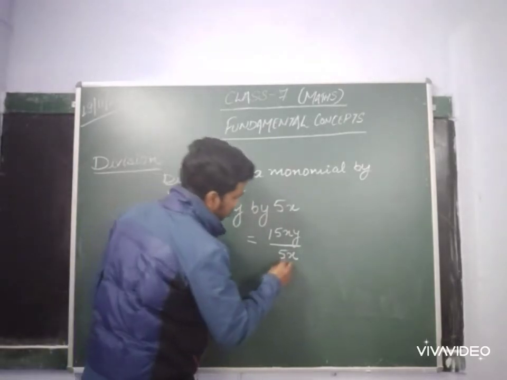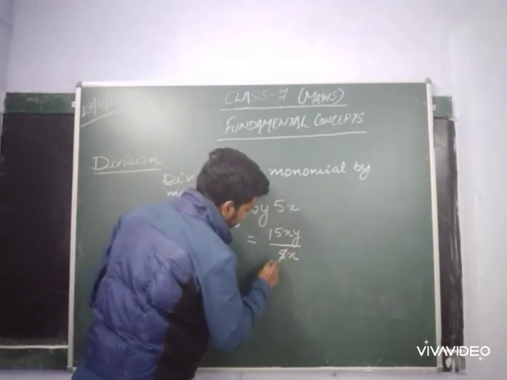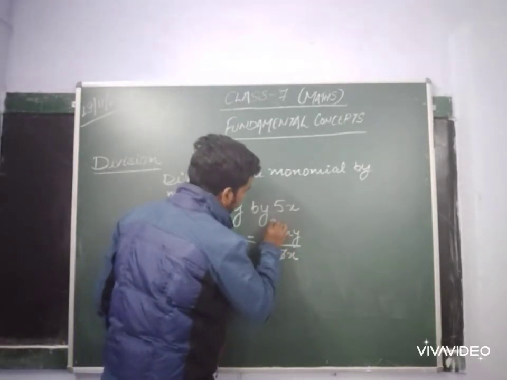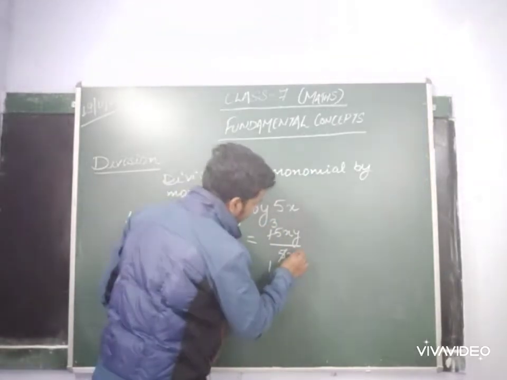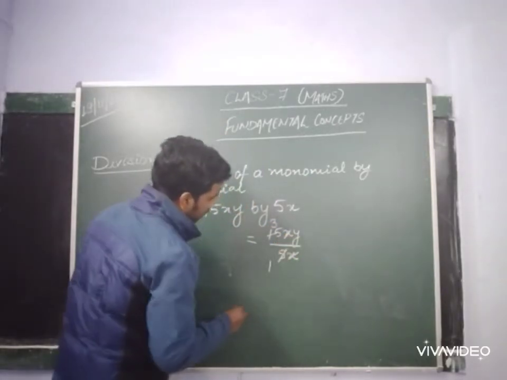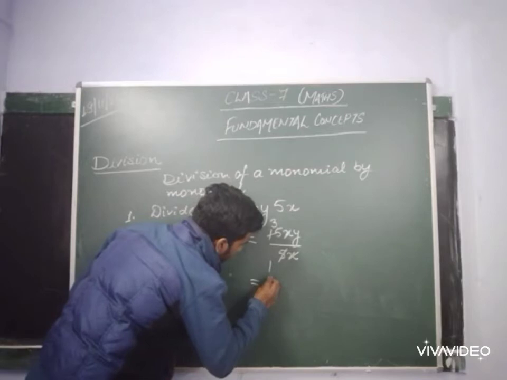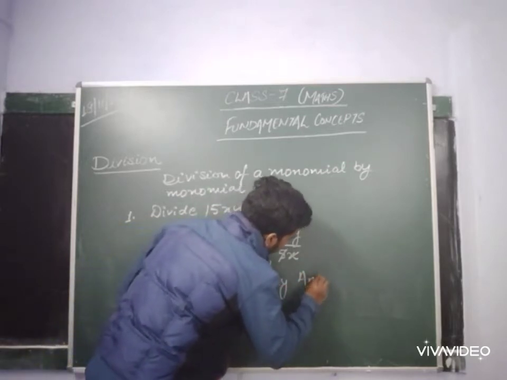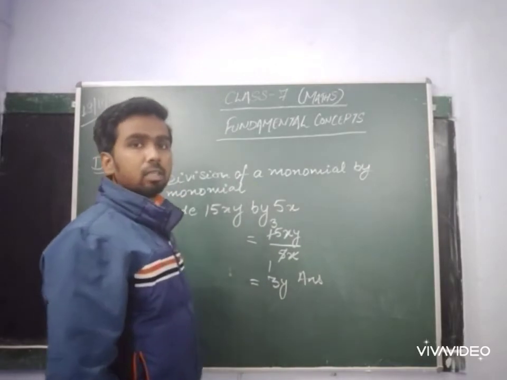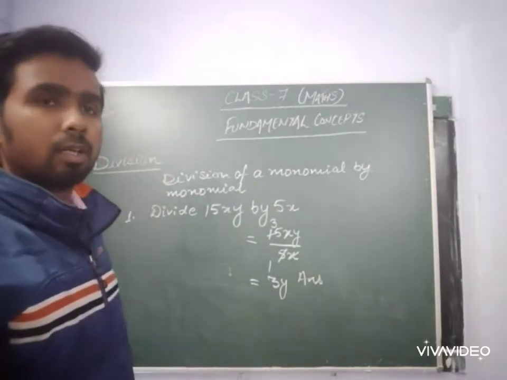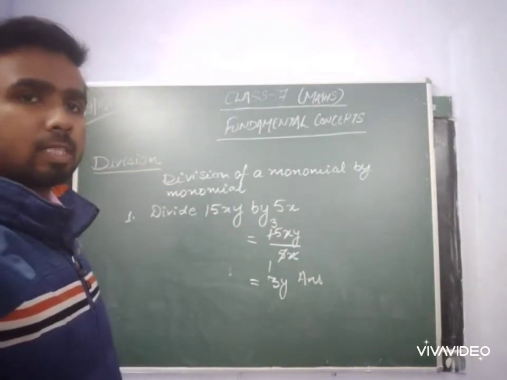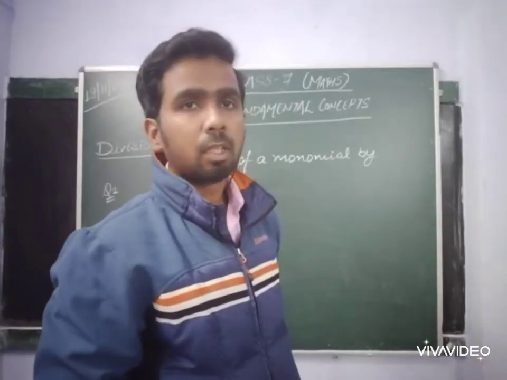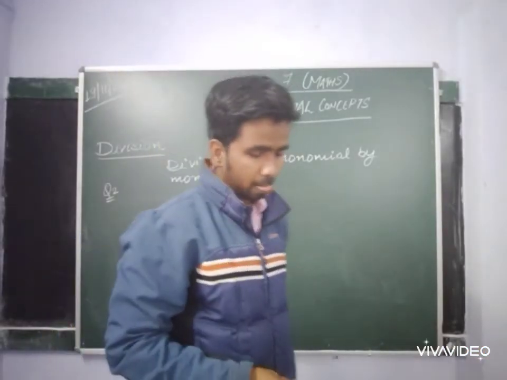Clear? So 5 ones are 5 and 5 3s are 15. Clear? And this x and x will be cancelled. So what will be left? 3y, and this is your answer. Look at the board. Now let us see the next question.